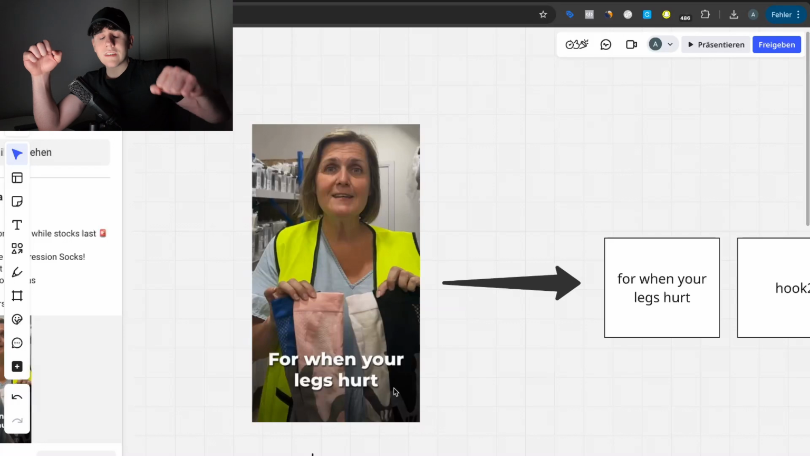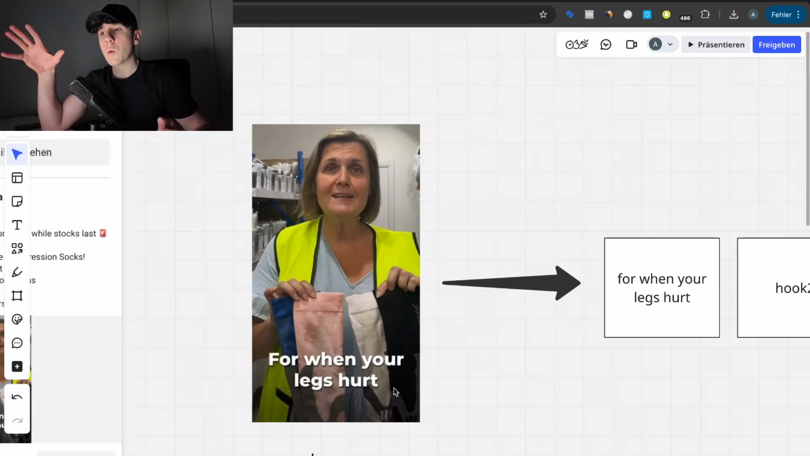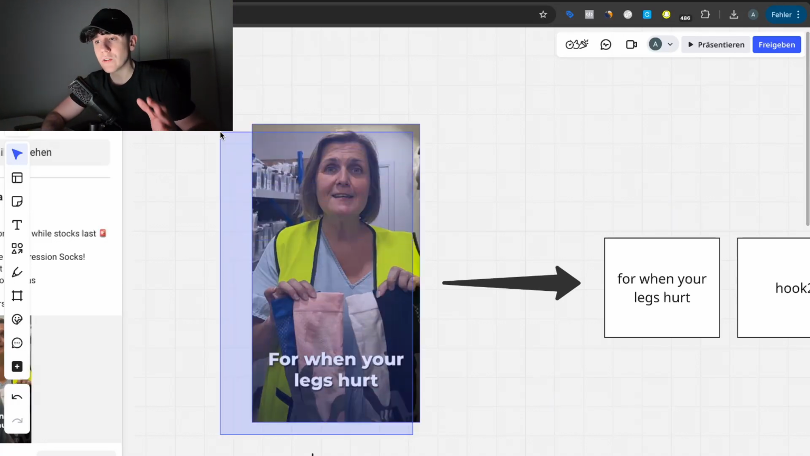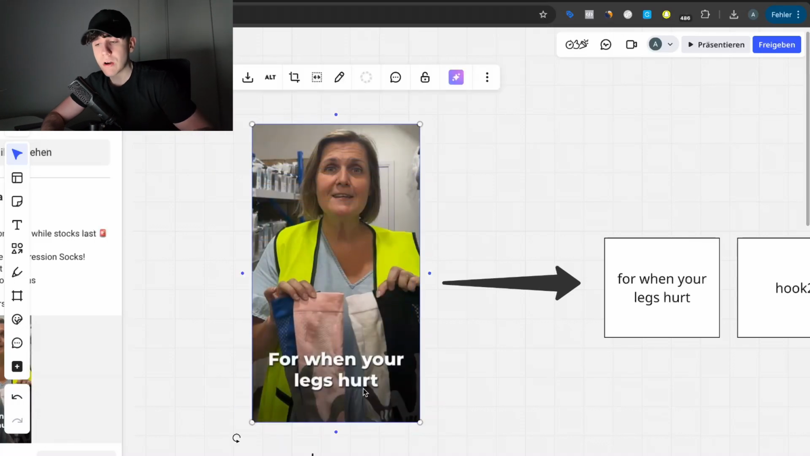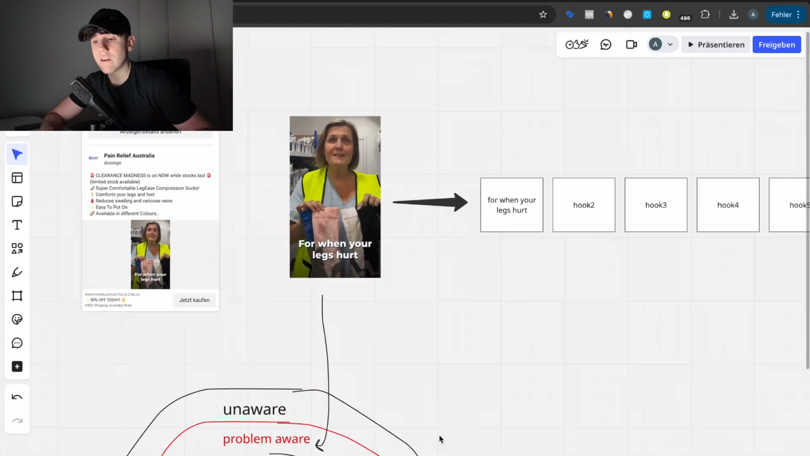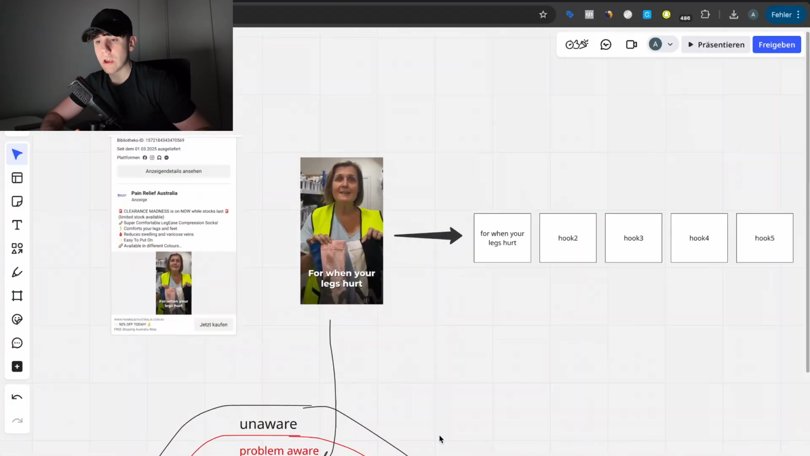The hook would technically speak to super unaware people or super problem aware people, whereas the visual in a lot of cases speaks to very aware, maybe product aware, most aware people. So you have to make the two match each other. This is crucial, and in this case they do it really well, because as you can see here, we have a problem aware hook, and a solution aware or problem aware, maybe even unaware visual, because it's a super random picture. And this fits each other very well, right? This is really what you have to keep in mind.